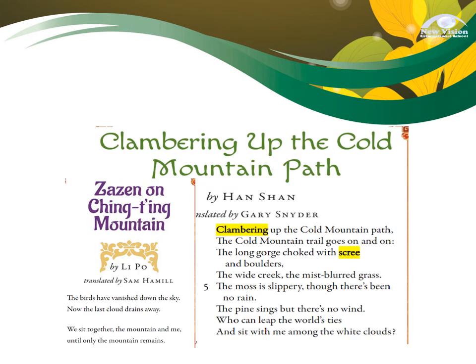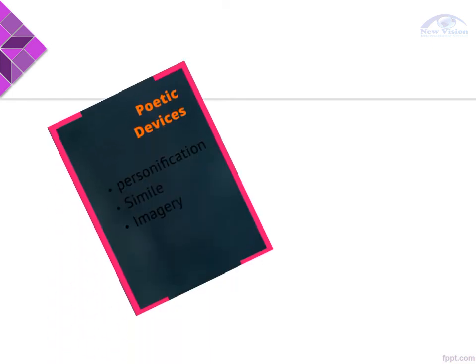Now, here are the other two poems written by Li Po and Han Shan. You can pause this video and take time to read them. Same as the first poem, the theme of these two poems is all about nature, particularly the mountain. And there are also poetic devices being used in these poems: personification, simile, and imagery. So those are the three poems we have today.